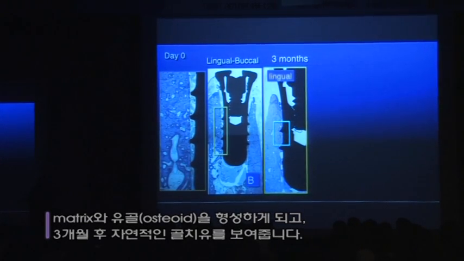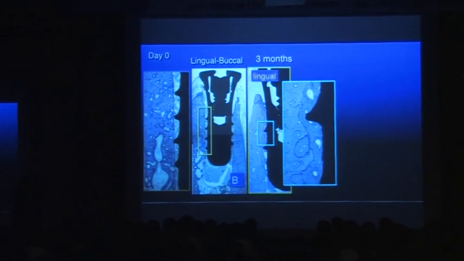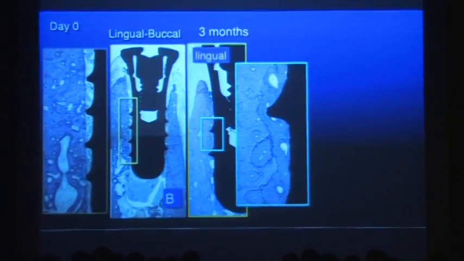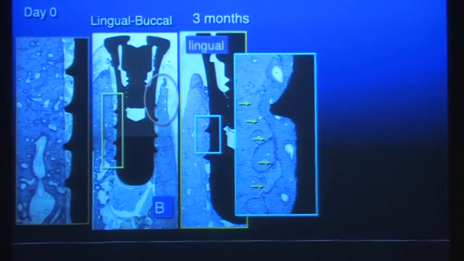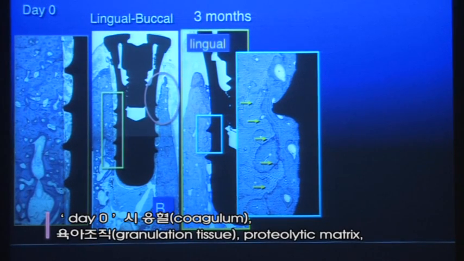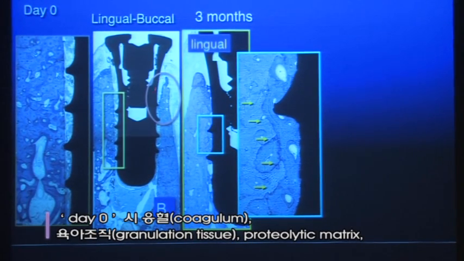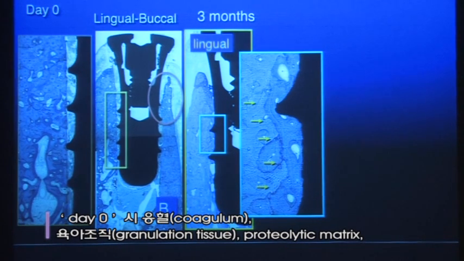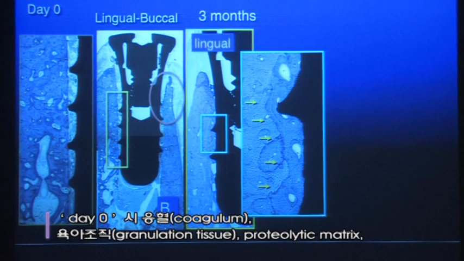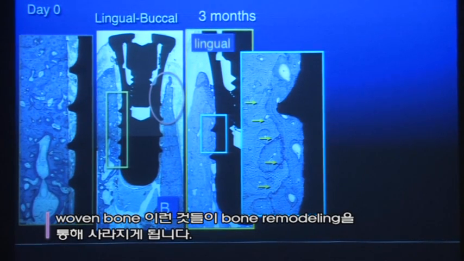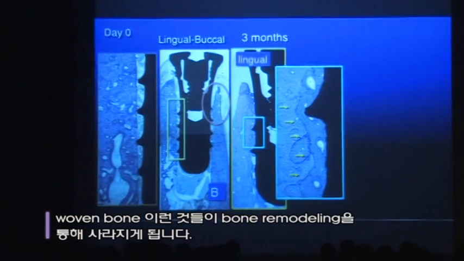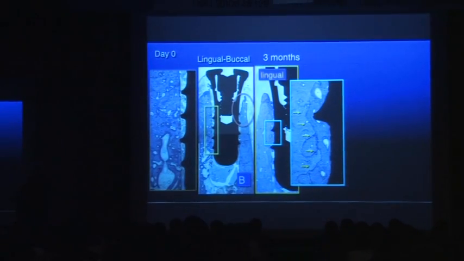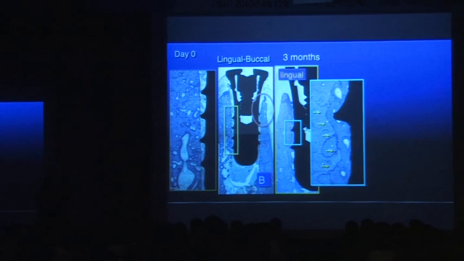At 3 months, sure enough, this is bone formation. Naturally occurring bone formation. But what about this stuff? What forms in here on day 0? Blood clot, coagulum, granulation tissue, provisional matrix, woven bone, but then the entire framework for bone formation goes away. And then, during remodeling, the bone tissue disappears. This is how it works.